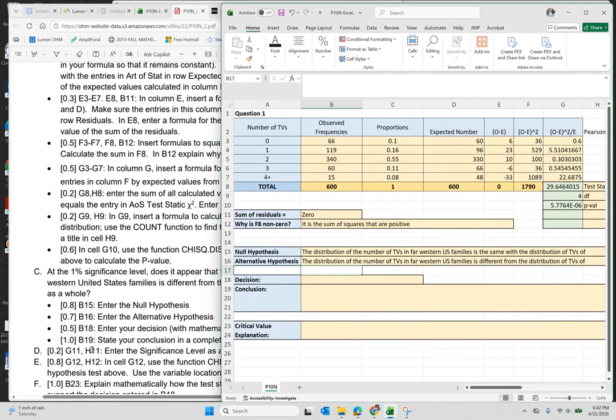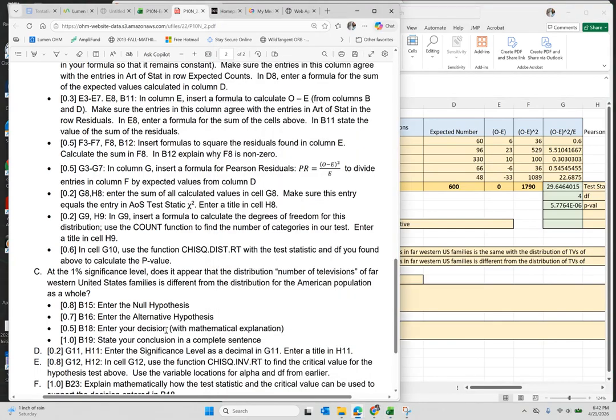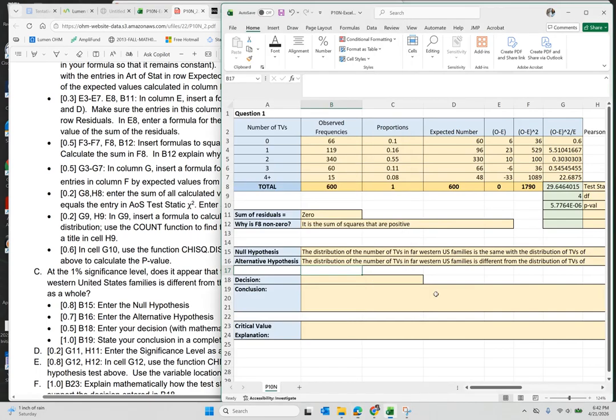In cell B18, I'm supposed to enter the decision with mathematical explanation. So the p-value indicates a very unusual result coming from the theoretical distribution that assumes that the far western United States have the same distribution of TVs in their households as the whole United States. So my decision here would be to reject the null hypothesis because the p-value is less than alpha.